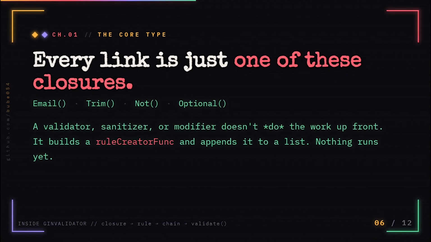Here's where it clicks. Every validator, every sanitizer, and every modifier: Email, Trim, NotOptional. None of them do their work when you call them. What each one actually does is build one of those RuleCreatorFunc closures and append it to a list. When you write your chain, you're not running validation, you're assembling a list of closures.